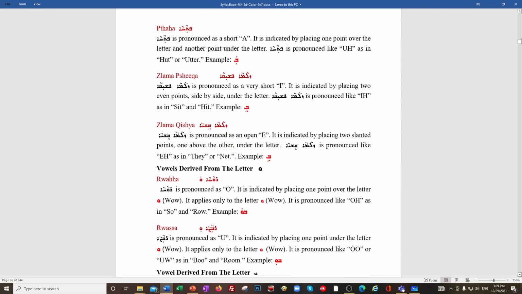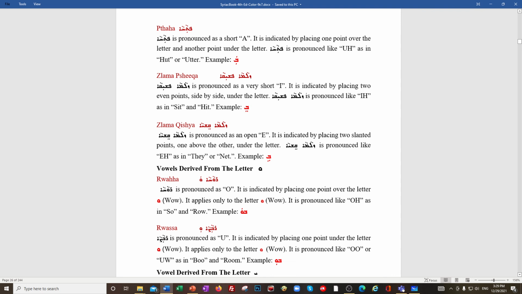Zamapshiqa is pronounced as a very short I. It is indicated by placing two even points side by side under the letter, and it is like IH as in sit or hit. Example, applying the Beth, b, with the Zamapshiqa is going to be b.